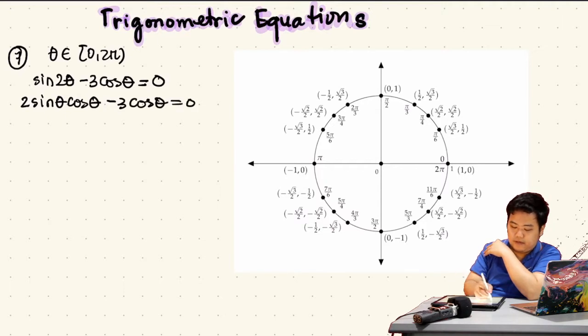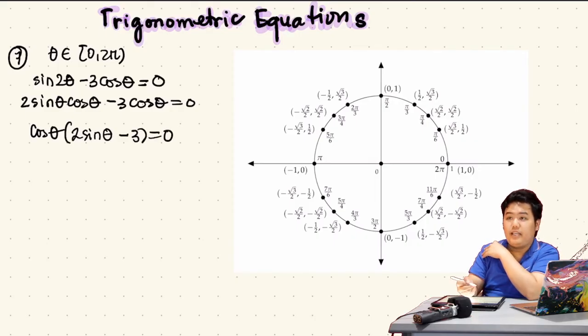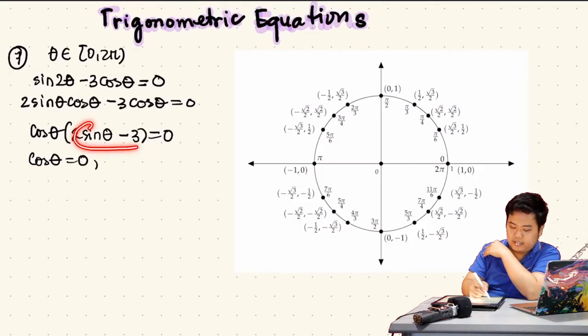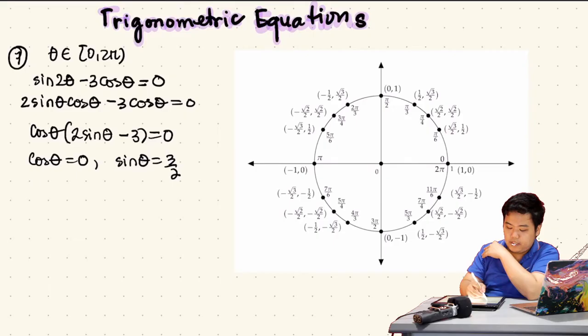Uy, pwede tayo mag-factor ng cosine. Minus 3 equal to 0. And then equate each factor to 0. For this one, pag in-equate sa 0, we will get sine theta equal to 3 over 2. Hala, suspicious na naman to kasi sine theta lumampas sa 1. This is 1.5. So, it has no solution.